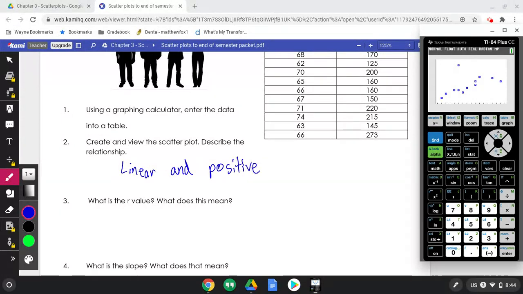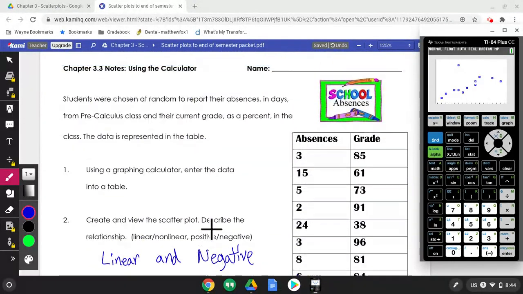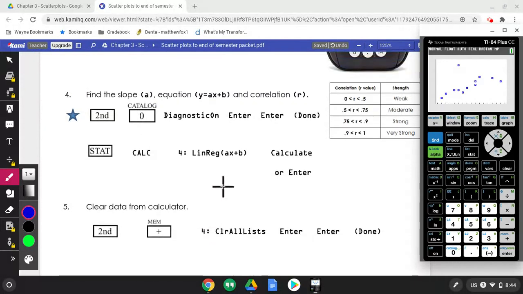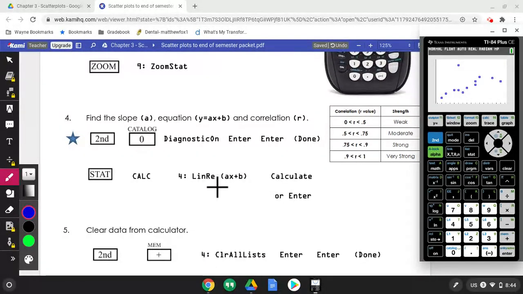All right, so step 3 here. Question 3 is asking what is the R value and what does this mean? Once again, we need to calculate that using linear regression. We already turned the diagnostic on, and I have not closed my calculator, so I'm good to keep going.